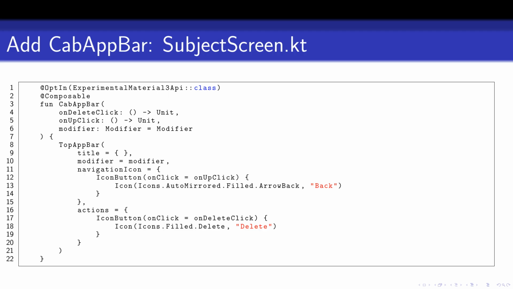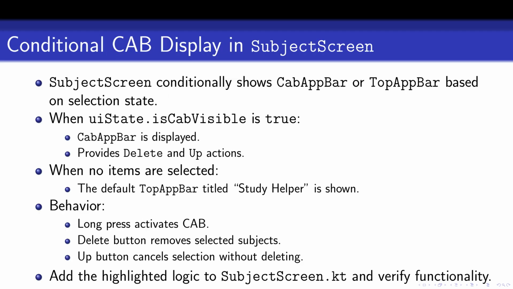In Subject Screen, we conditionally display either the CAB App Bar or the default Top App Bar, depending on whether the CAB should be shown. When isCAB visible is true, CAB App Bar is used, giving users access to delete and up actions. If no items are selected, the standard app bar with the Study Helper title is displayed. This logic allows the interface to switch seamlessly between selection mode and normal viewing.